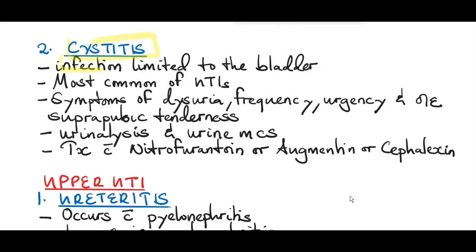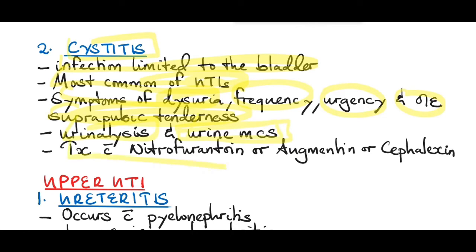Cystitis is when the infection is limited to the bladder, and it's the most common of the urinary tract infections. Symptoms include dysuria, painful urination, frequency, urgency, and on examination there will be suprapubic tenderness, because that is where the bladder is anatomically located. So you do a urinalysis and a urine microscopy culture for sensitivity before you start giving antibiotics. You treat with nitrofurantoin or augmentin or cefalexin.